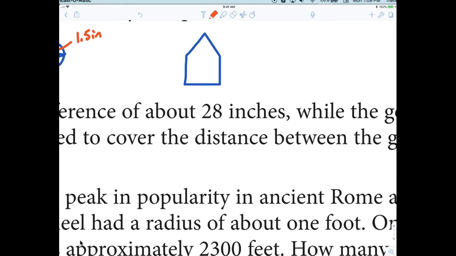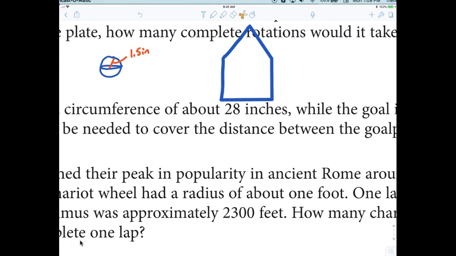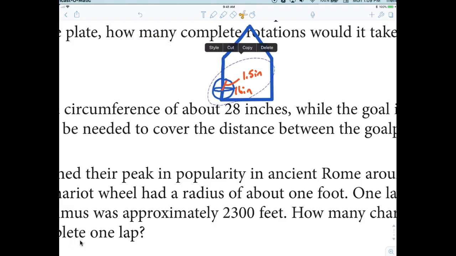So this right here is 16 inches wide. I'm going to pick up this baseball and I'm going to move it right here, and I'm going to roll it. And I want to know how many times the baseball rolls to get to the other side of the plate. Who wants to tell me? Good. How many?